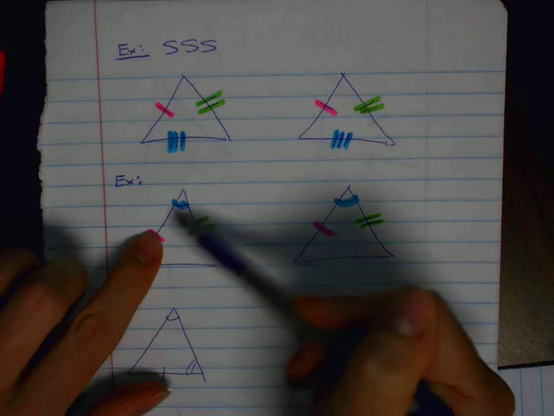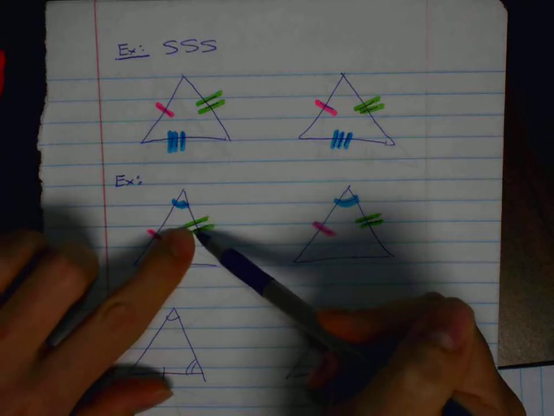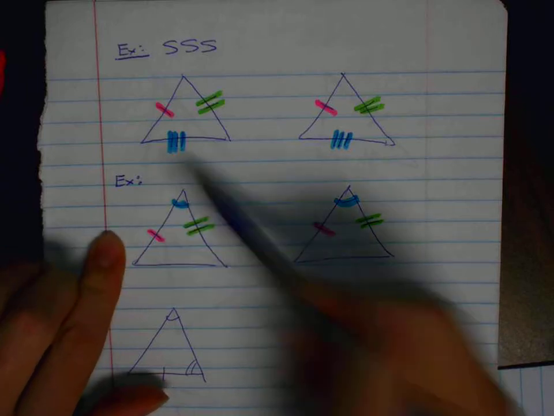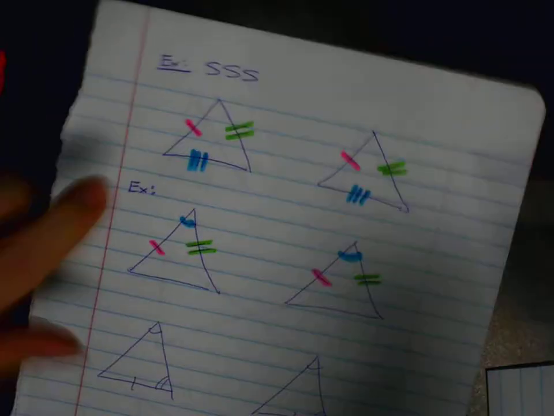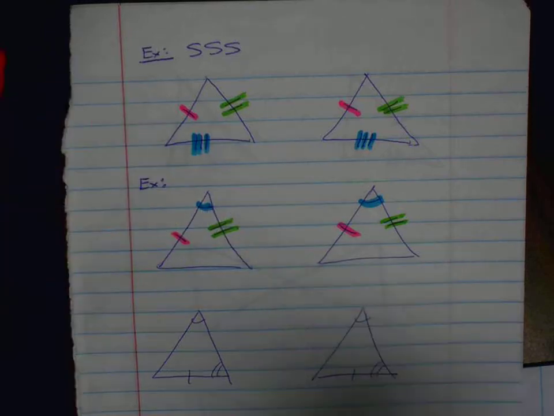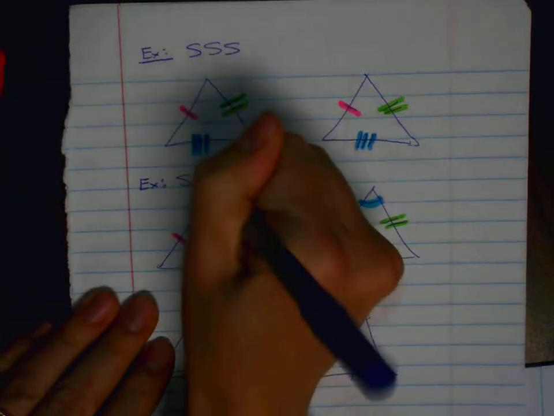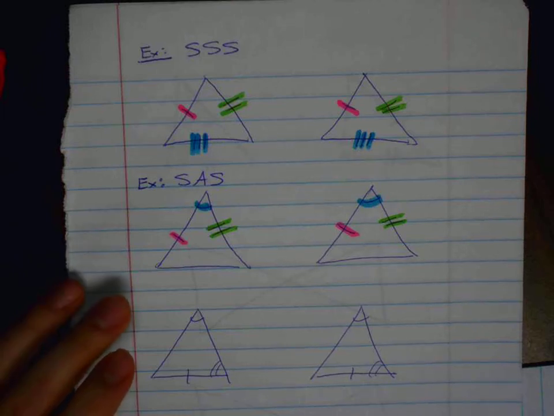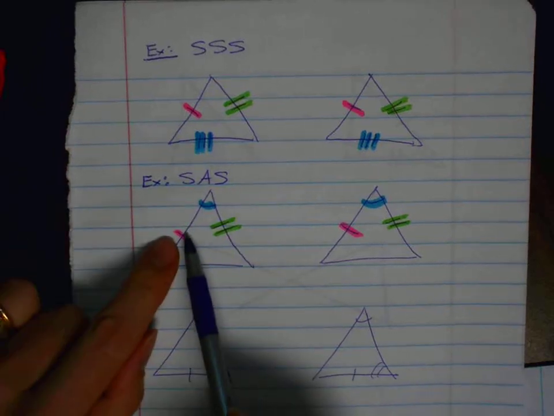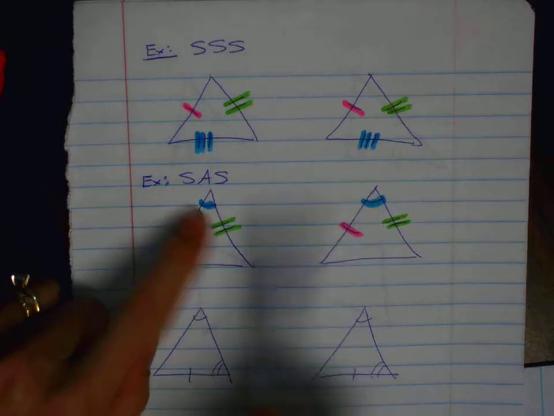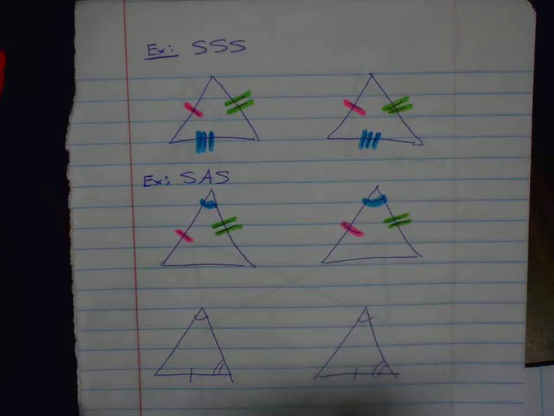I have a side, an angle, and a side. The angle's not out here. It's not side, side, angle. If you go in a clockwise direction, side, angle, side, it's in between the 2 sides. And this is known as side, angle, side, SAS, where I have a side congruent to a side, the included angle, and then the other side congruent.